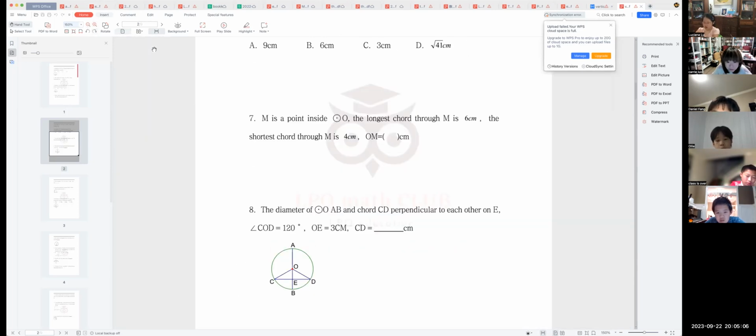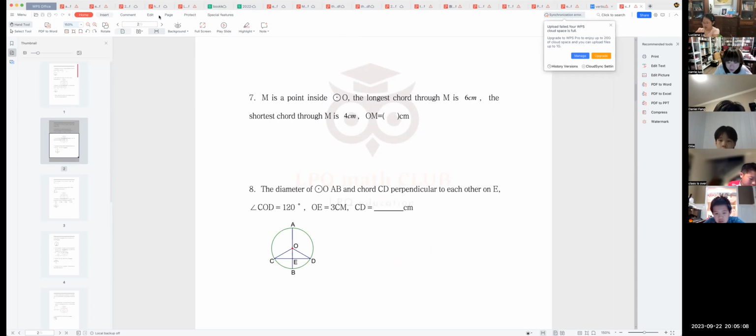Okay, so let's take a look at this one. The diameter of circle O, AB, and chord CD. So these two lines are perpendicular to each other, CD and AB, right? If you see this perpendicular, that means angle AED is a right angle, correct, everybody? Okay, so we only know COD equals 120. So this line also cuts it in half. So it's 60 degrees, and also 60 degrees.